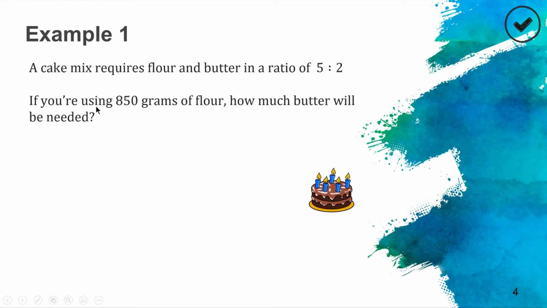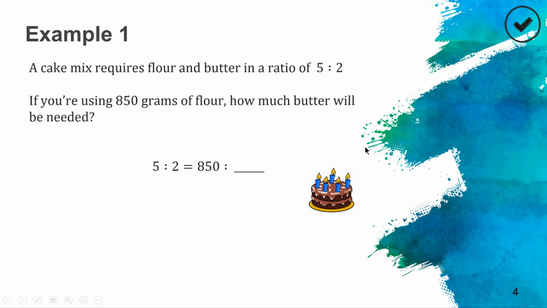So if we're going to use 850 grams of flour, how much butter is going to be needed? The 5 part, the left-hand side, is going to be 850. We're trying to figure out what the corresponding 2 part is going to be. These are pretty big numbers, a bit hard to work with. We have an equivalent ratio. 5 to 2 as a ratio is the same thing as 850 to what?